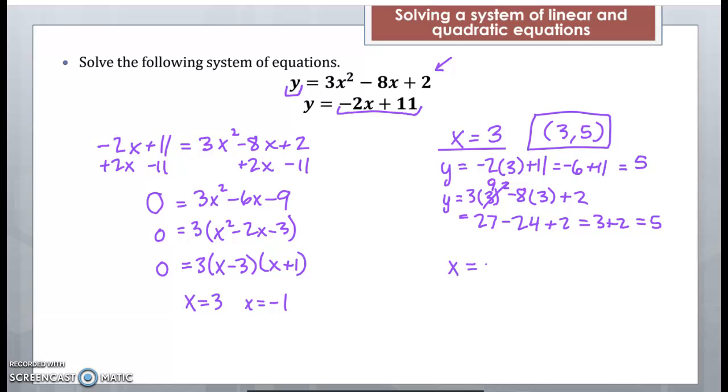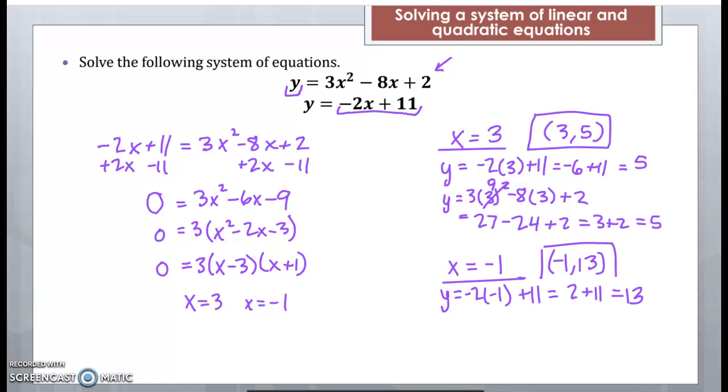When x equals negative 1, I could plug x into either equation to find out what y is going to be. But let's plug it into the bottom one because there's a little less work there. Negative 2 times negative 1 plus 11 is going to be 2 plus 11, which is 13. So my other point will be at (-1, 13). And there are the two solutions to my system of linear and quadratic equations.